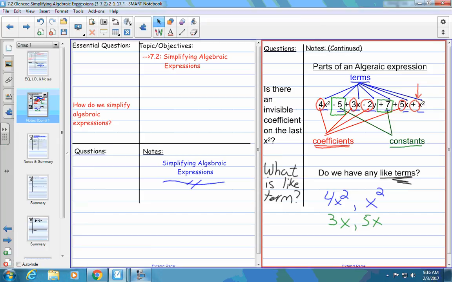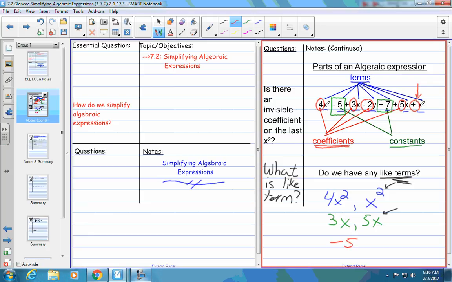So like terms are anything with the same variable as well as the same exponent. These terms are different from each other because the exponent on this x is that invisible 1, and the exponent on this x is the 2. So these are not like each other. x squared is not like 5x. We have some more like terms here. Negative 2y has no friends, but negative 5.